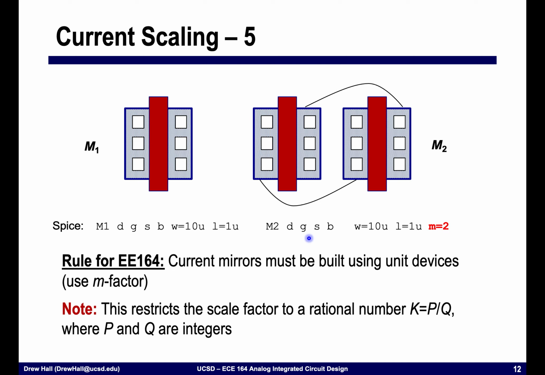So in 164, we are going to build current mirrors many, many times in this course, and we are going to use unit devices and use this M factor in order to size them. Unfortunately, this restricts the scale factor, that K that I was talking about on the previous slide, to be a rational number, where P and Q have to be integers, and the scaling factor is P divided by Q.